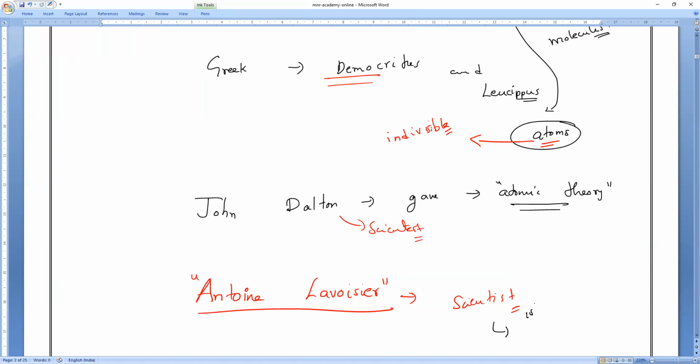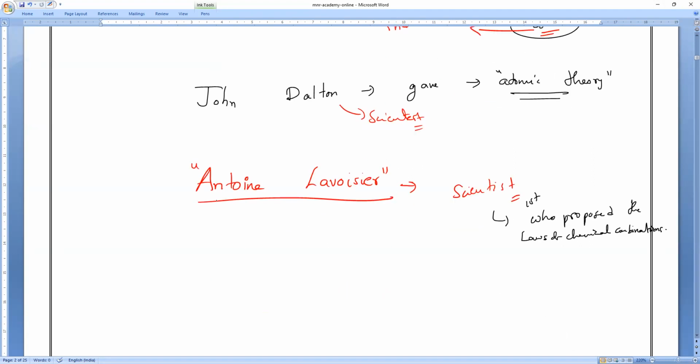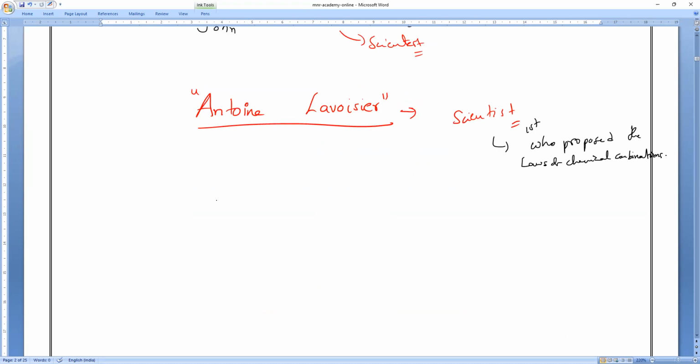The first scientist who proposed the laws of chemical combination. The first concept we are going to study in this chapter is the laws of chemical combination. That is given by whom, everybody? Antoine Lavoisier. Understand?